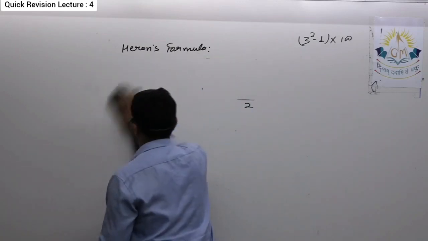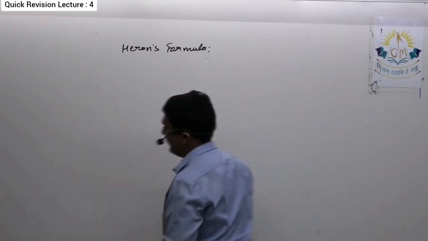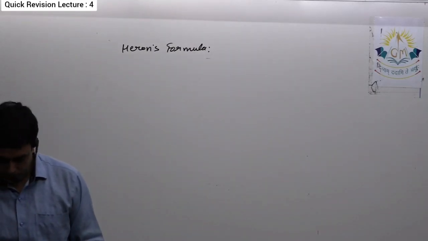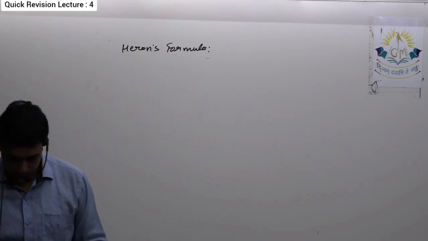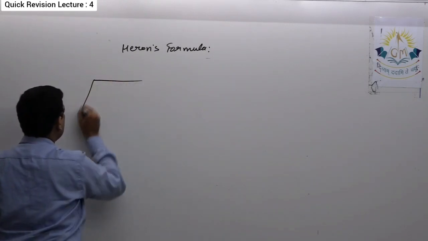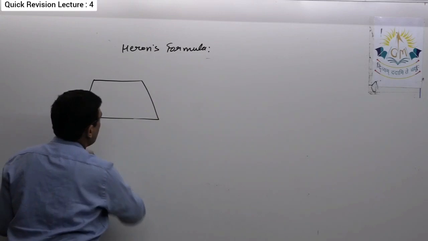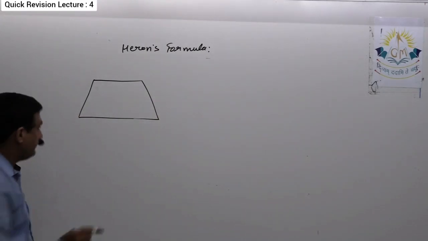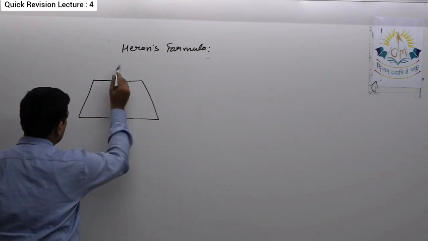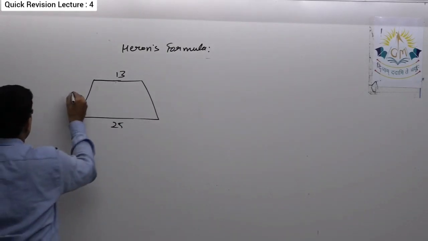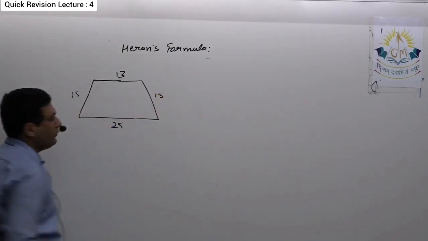Okay, now we'll see one more question. The question is something like this: parallel sides of the trapezium are given, 25 and 13. And non-parallel sides are given, 15 and 15, and you have to find the area of the trapezium.